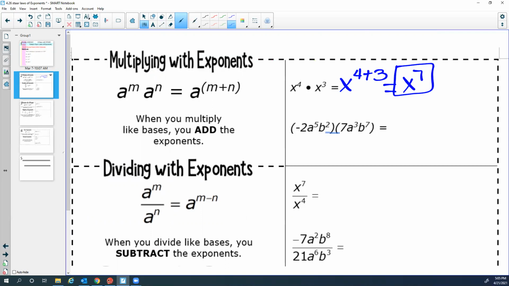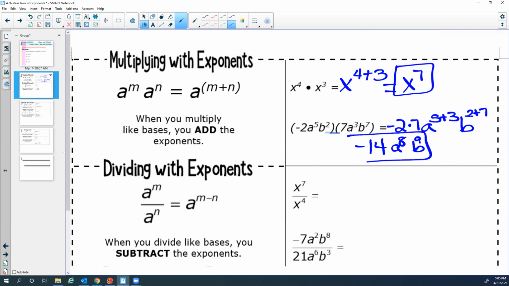On the second one, you're going to do the same thing. Now remember, when you have coefficients, you are going to do what you normally do. You're going to do -2 times 7. But for my a's, I'm going to add 5 plus 3. And for my b's, I'm going to add 2 plus 7. I'm going to find out what all that simplifies to. -2 times 7, -14. A is going to be 5 plus 3, which is 8. B is going to be 7 plus 2, which is going to be 9.